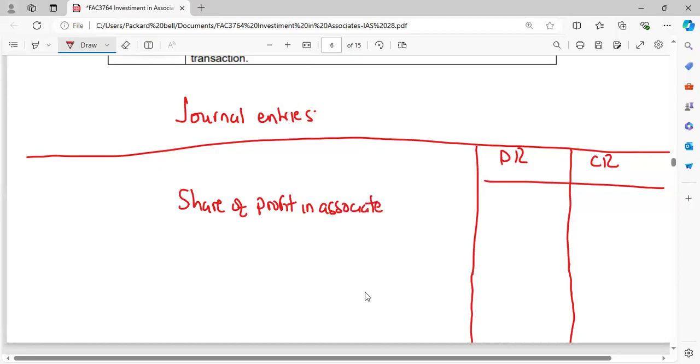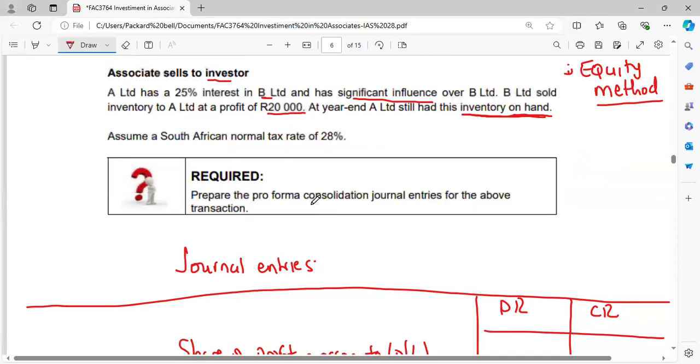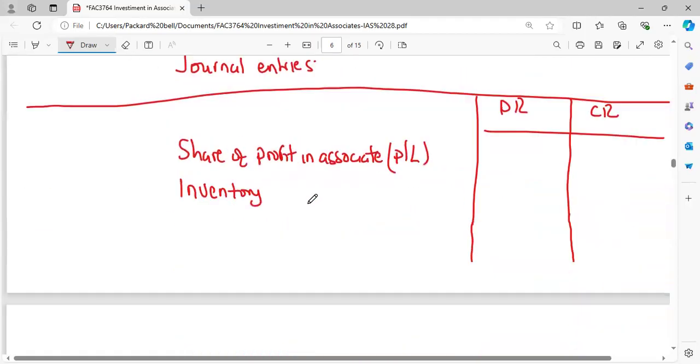We reduce it by that amount, then we have inventory. By how much? I think the amount is going to be easy. The profit is 20,000. Remember, based on the equity method, we only eliminate to the extent of the investment. Don't forget that line for the equity method.